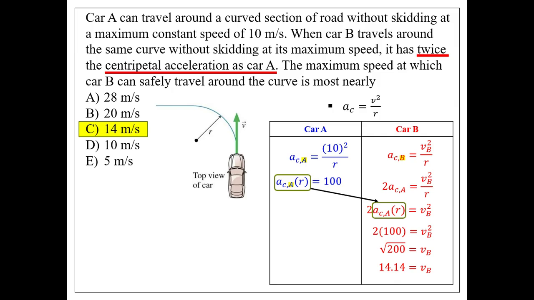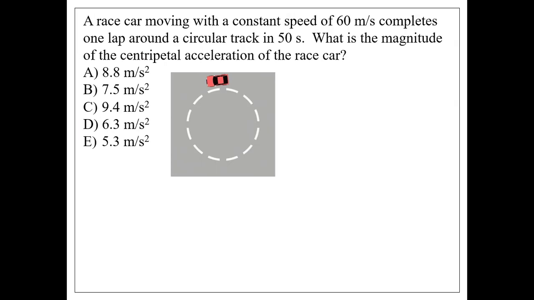That's that. So this is like a ratio problem. All right, let's move on to the next one. Here, it's just a car moving at a constant speed of 60 meters per second, and it completes 1 lap around a circular track. So keyword here being circular. In a time of 50 seconds, and we want to find the magnitude of the centripetal acceleration.